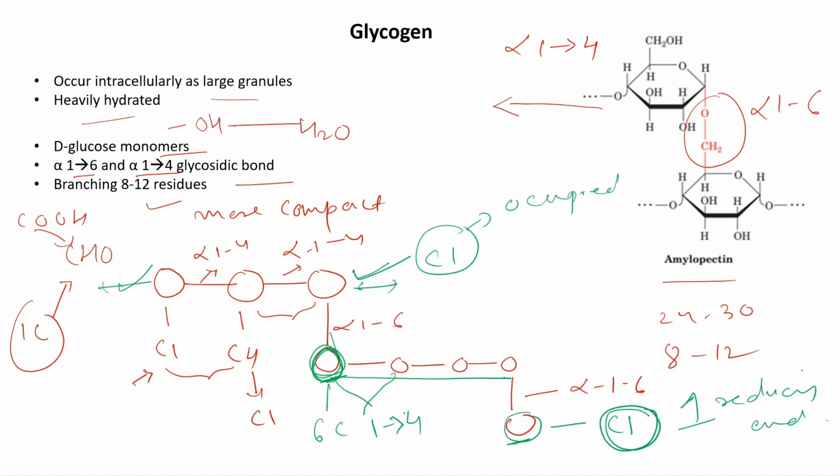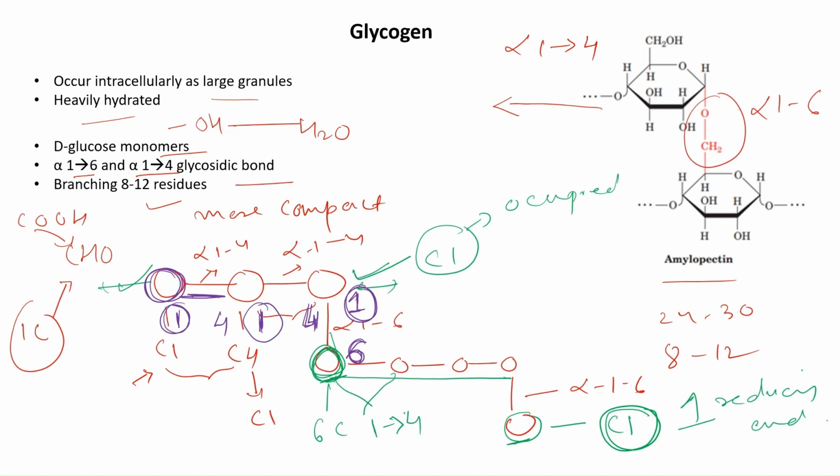Let's revise it one more time. For this first sugar, it is bonded with the second sugar by an alpha 1,4 glycosidic linkage. So for the first sugar, the first carbon is occupied. Now for the second sugar, the fourth carbon is occupied with the first sugar and the first carbon is occupied with the third sugar, because here also it is 1,4. So here also the first carbon is occupied. Now for this third sugar, the fourth carbon is occupied with the second sugar and the first carbon is occupied with the branched sugar at the sixth position. So here also the first carbon is occupied.